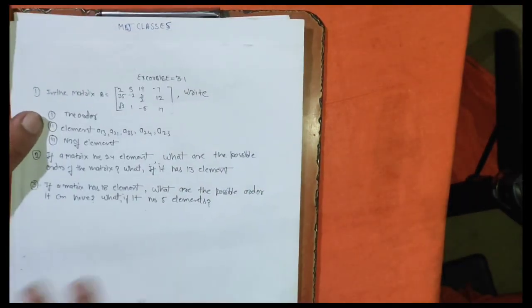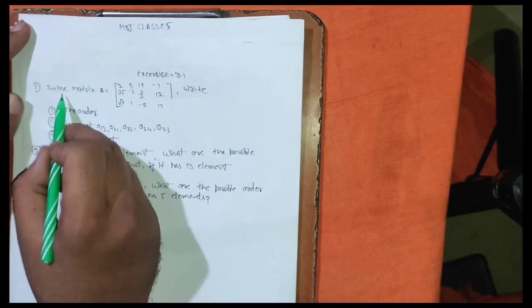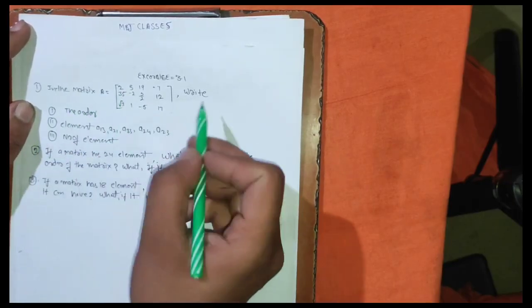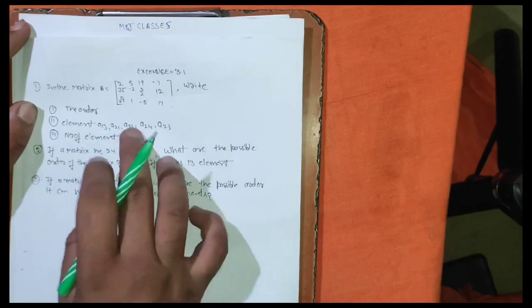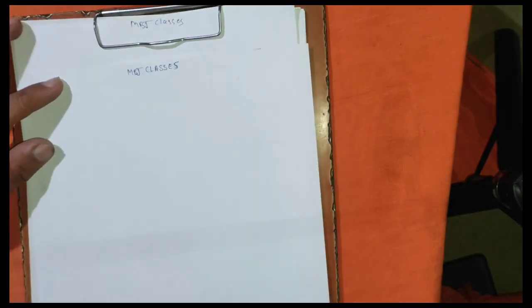Let's start today's class. So we are on exercise 3.1. Here is question number 1. It says that in the matrix A, write the order, the elements, and the number of elements. Okay, so we solve question number 1.